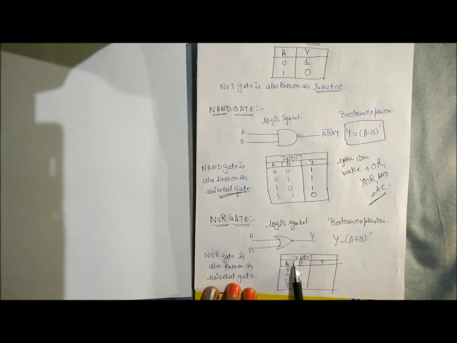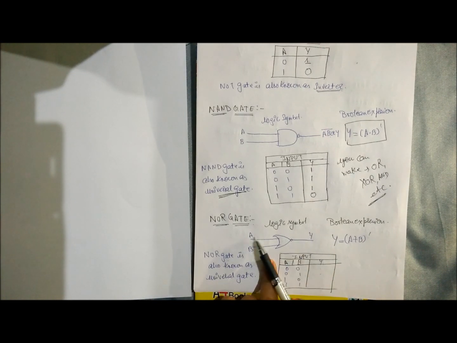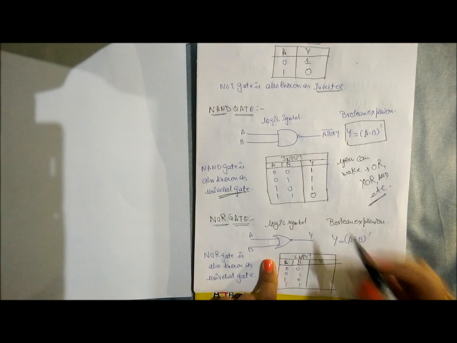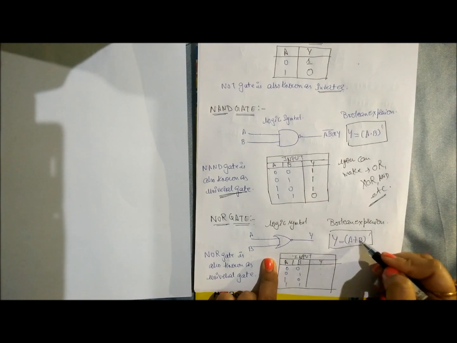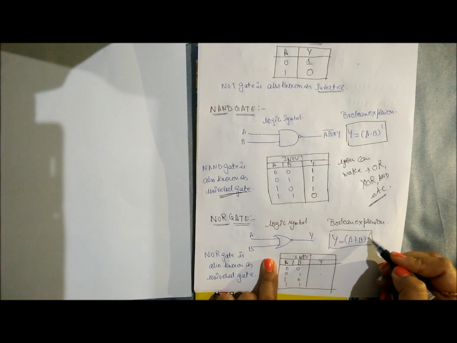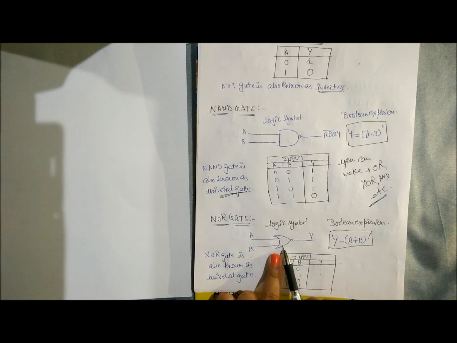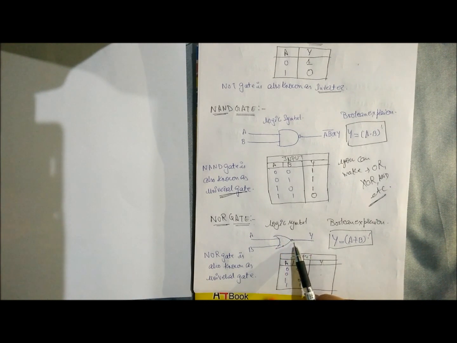Now I will explain about the NOR gate. This is the logic symbol for the NOR gate. You are getting the inputs and the output. The Boolean expression is this: Y is equal to (A plus B) bar. NOR gate is nothing else but the inverse of OR gate, and the bubble you can see from here.